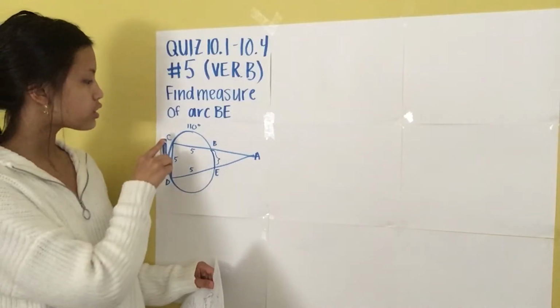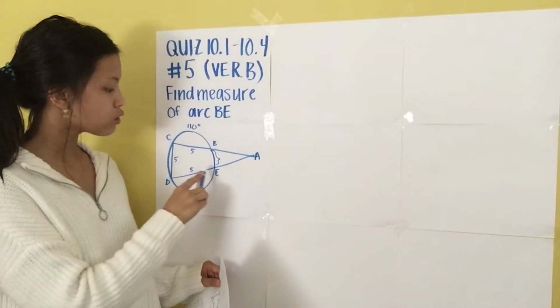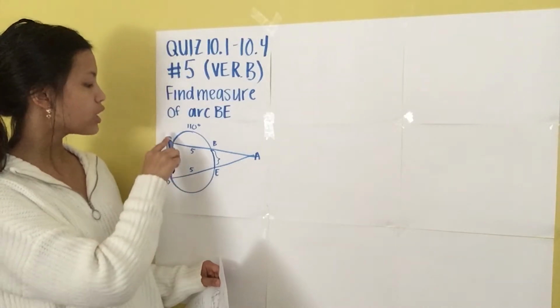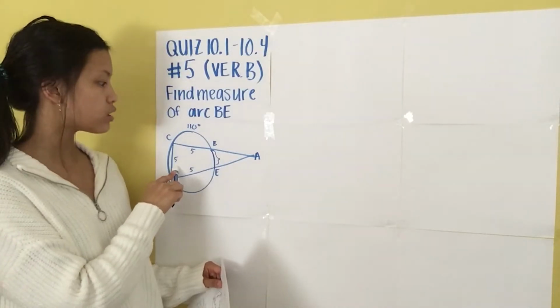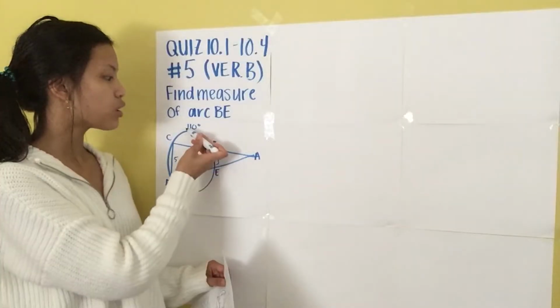And you're given that CB, the chord, is equal to 5 units. The chord DE is also equal to 5 units. And the chord CD is also equal to 5 units. You're also supplied with the fact that the arc CB is 110.